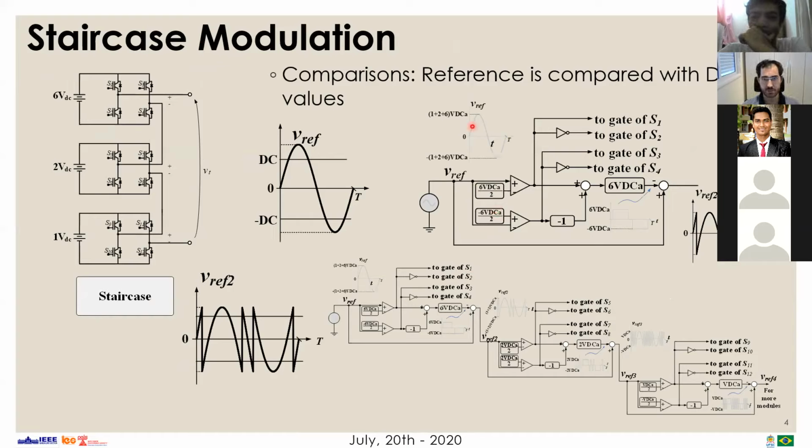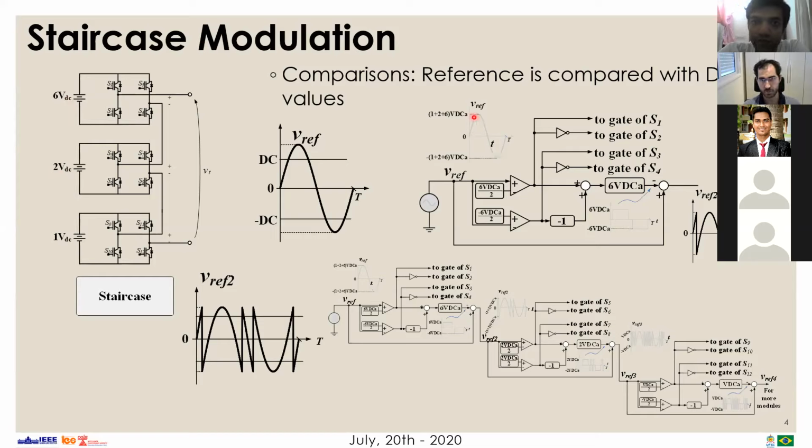Then, in order to compare with these DC values, they must be equal to this one. Half of this, so we have here 6 VDC/2. This is half of this, and negative for this, okay? For the next stage, it is half of this. Actually, answering your question, the DC values here are to be used as half of these DC sources.